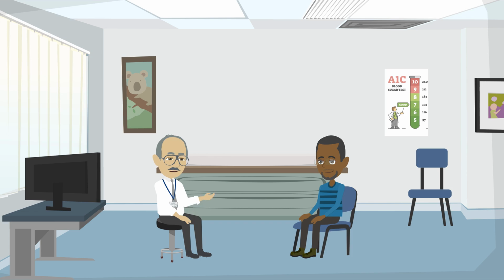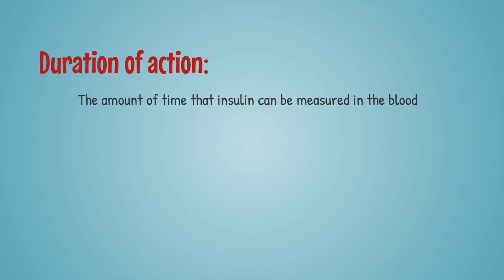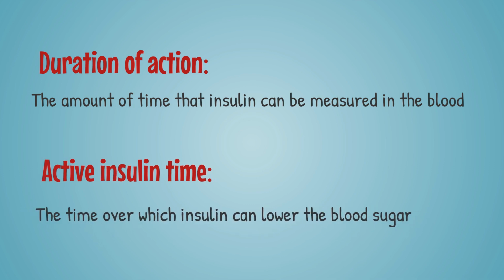There is no way to change the insulin on board directly, but you can change what's called active insulin time, which is basically the amount of time that the insulin is active. There are two different concepts here that you need to understand. Duration of action. This refers to the amount of time that insulin can be measured in the blood. Active insulin time. This refers to the time over which insulin can lower the blood sugar.